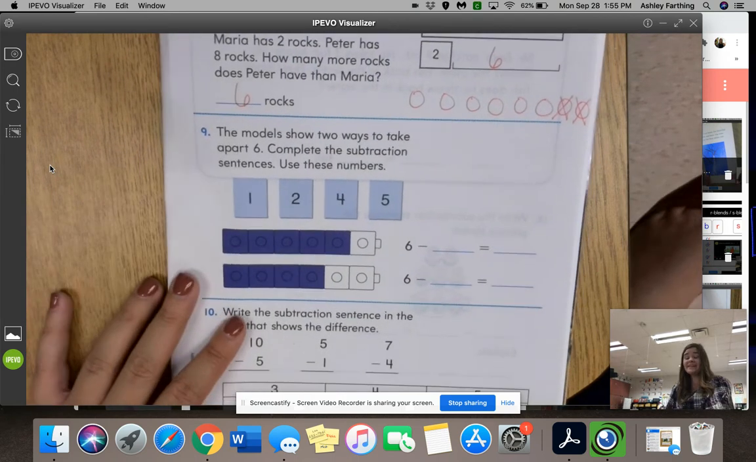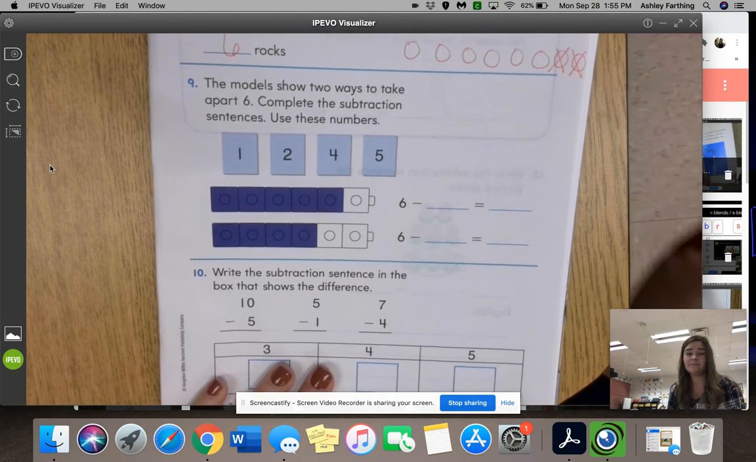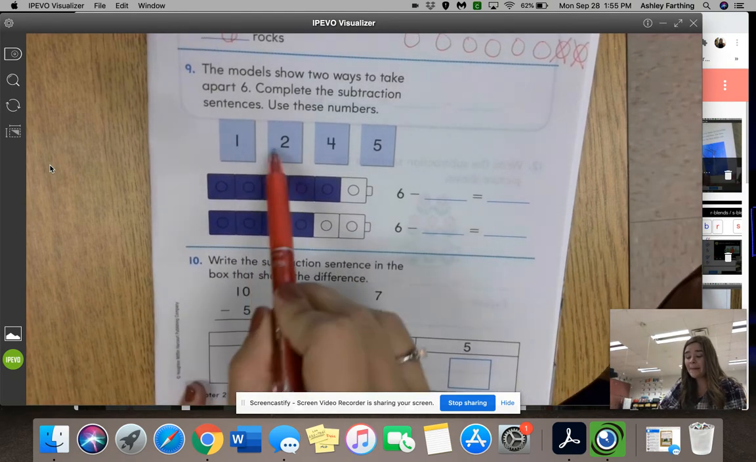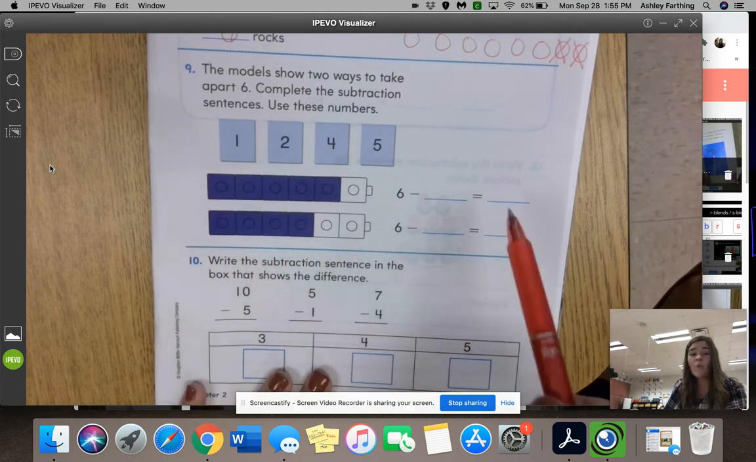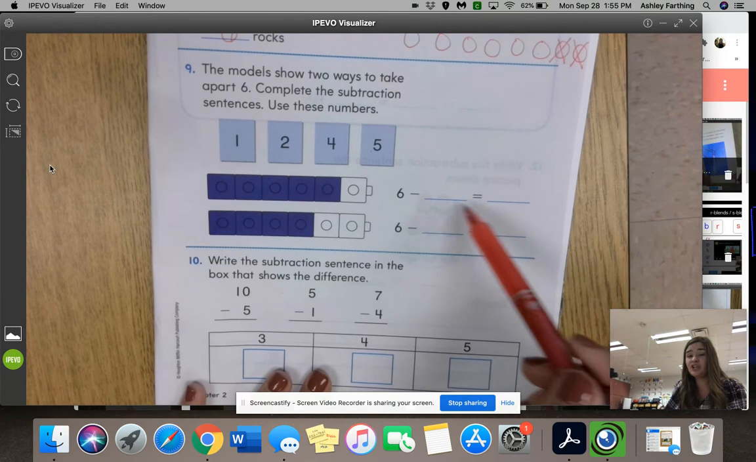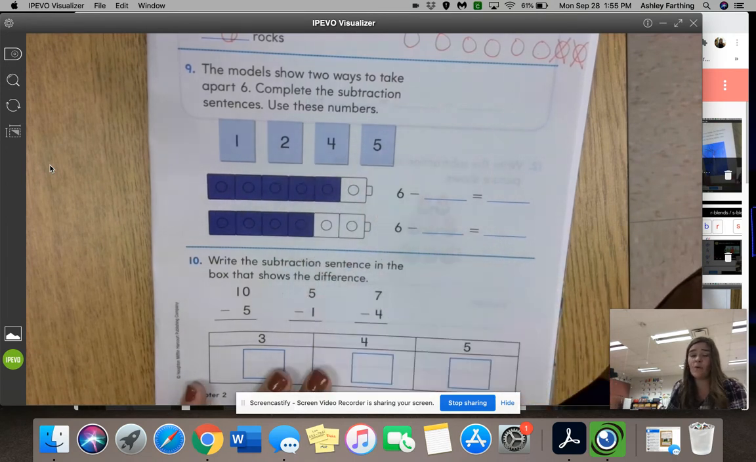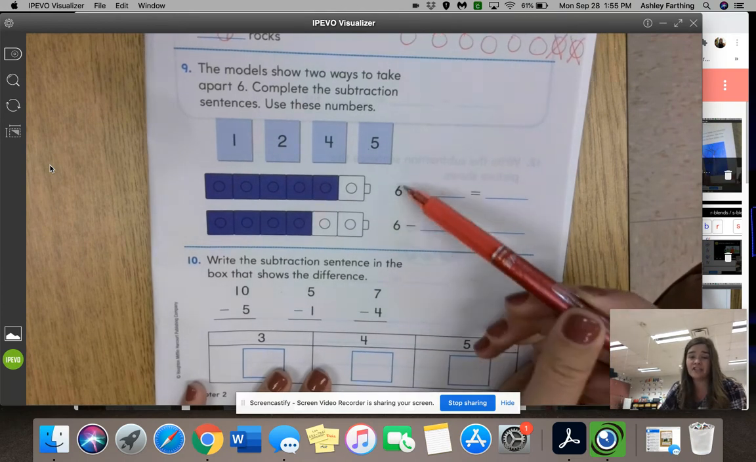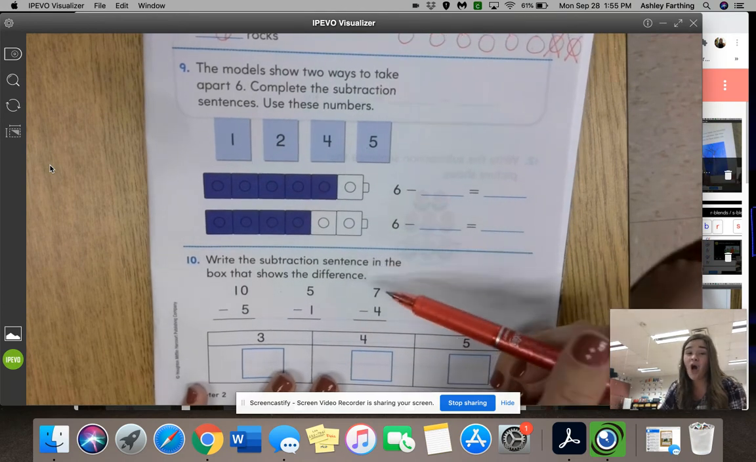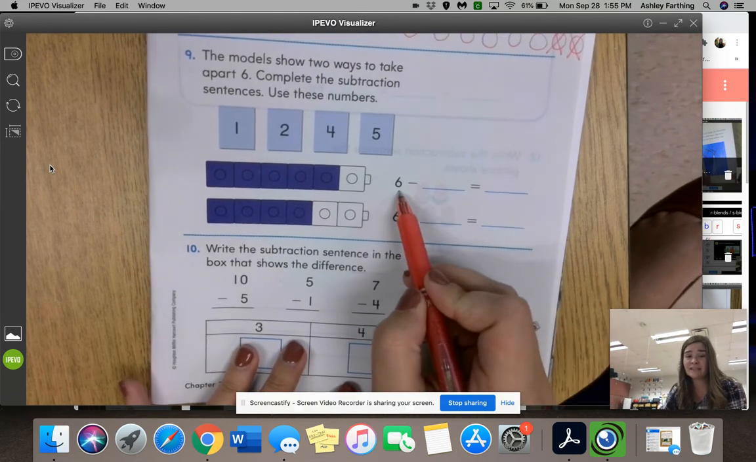Okay, this one is a tricky one, but this is a fun one to do after you figure out how to do it. Okay, we have numbers here, and we have 2 pictures here. We have to complete these 2 subtraction sentences using these 4 numbers. Now, it's already given us the beginning of both its subtraction sentences. In subtraction, we always start with the bigger number. So it's already given us our 6.